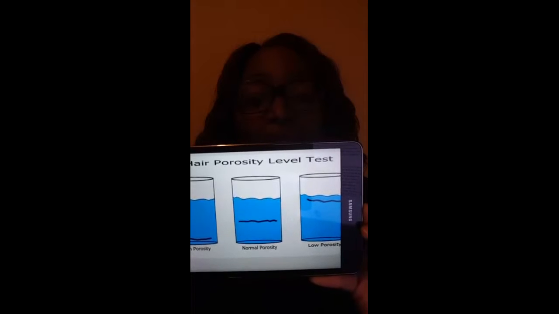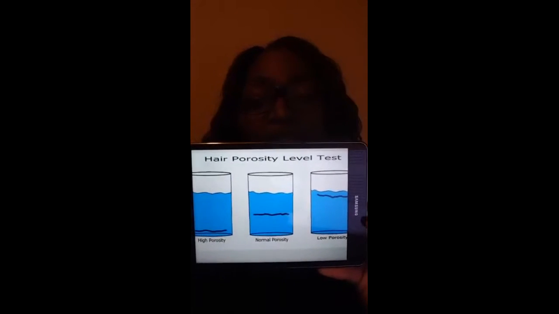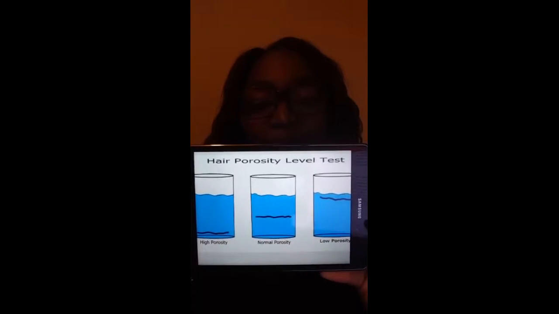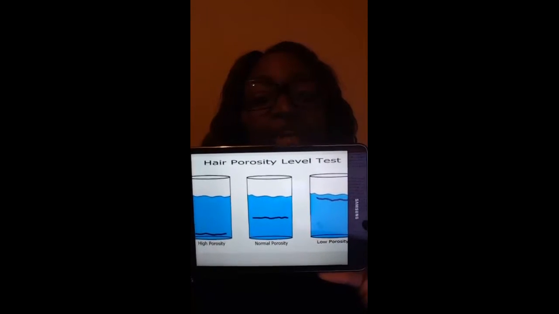So if you can see that, if your hair is low porosity, it's going to float completely to the top. If your hair is normal porosity, it's going to float in the middle. And if your hair is high porosity, it's going to sink directly to the bottom. It's not even going to give it time to float. Okay. If the hair strand immediately sinks to the bottom, then your hair is high in porosity, okay? And that's what you see right here.